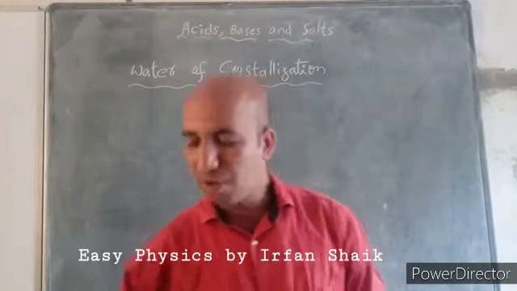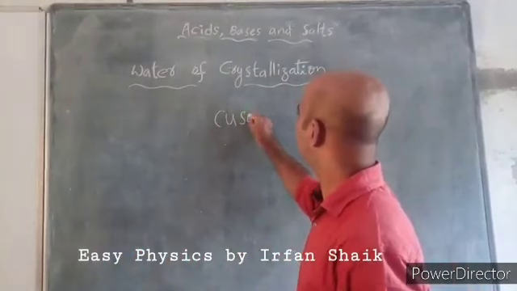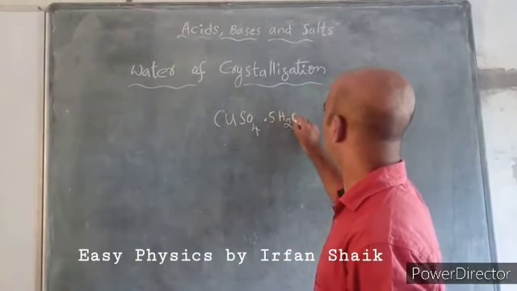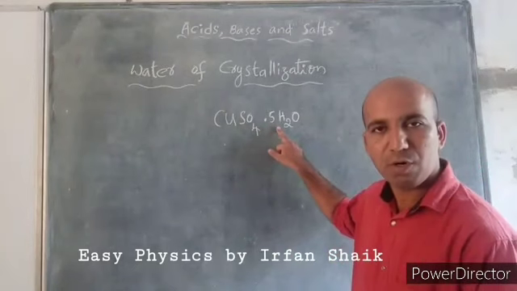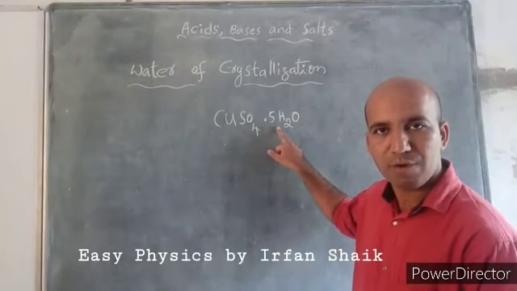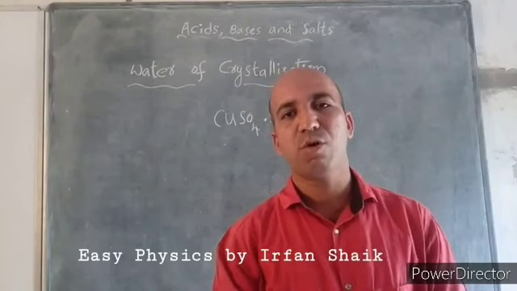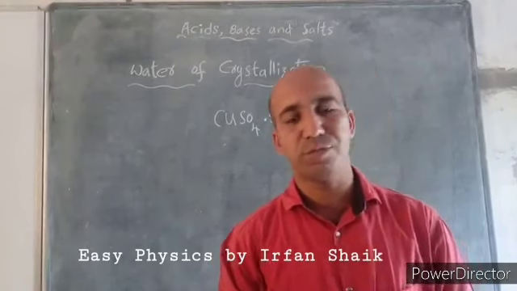That means the formula of copper sulfate is CuSO4.5H2O, so every copper sulfate molecule is attached to 5 water molecules. That's why the color of copper sulfate is blue. If we heat this copper sulfate, then what happens? Let us try to do this experiment.